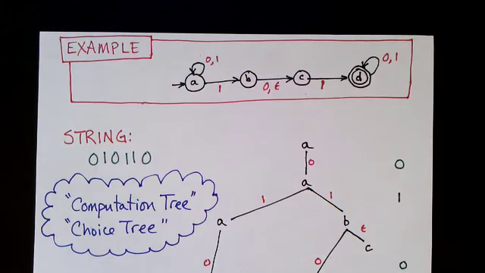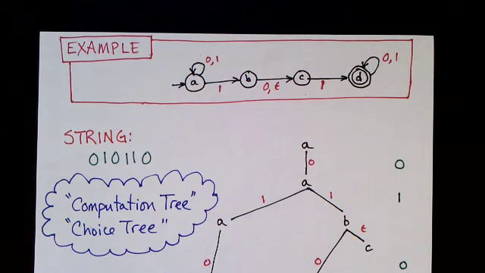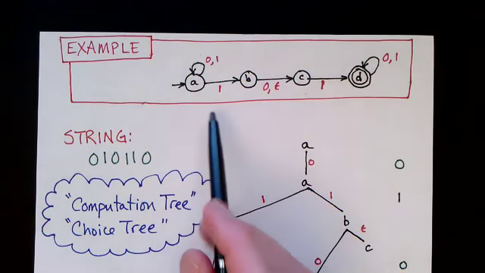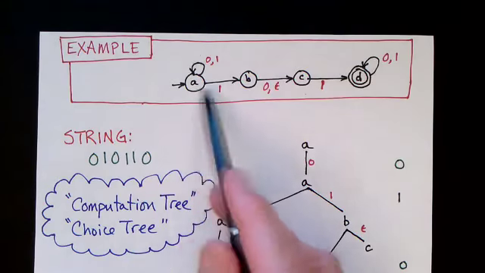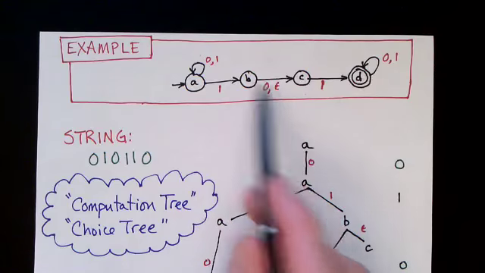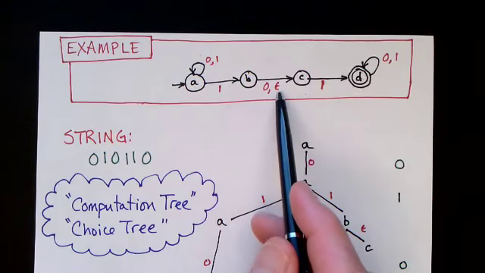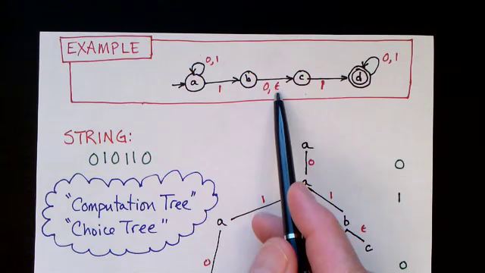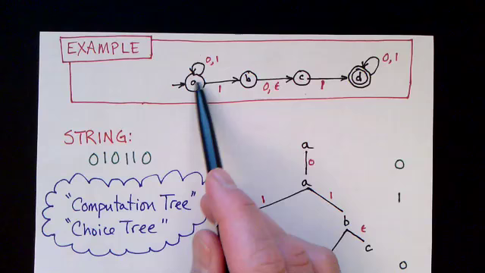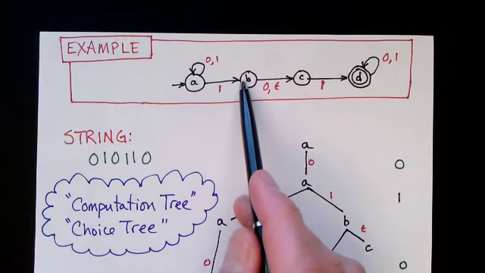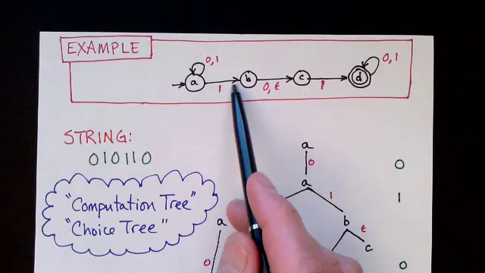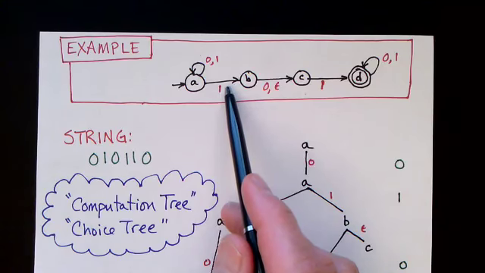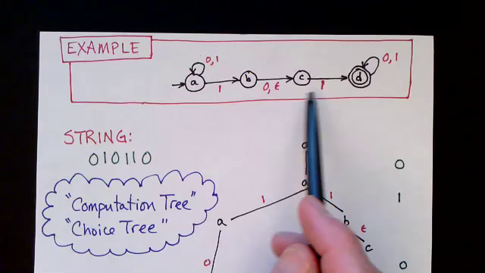I want to examine this idea of the computation tree or the choice tree a little bit more carefully. And I'm going to use this finite state machine as an example. You can see that it's got an epsilon edge, so right off we know it's a non-deterministic machine. We've also got 2 edges labeled 1 coming out of A, so there's additional proof that it's non-deterministic. So it doesn't really matter what this thing accepts.